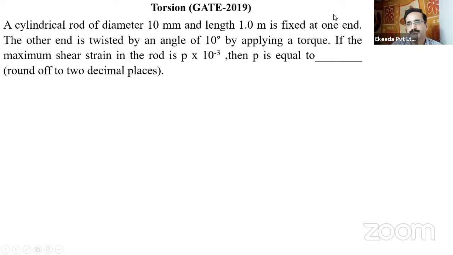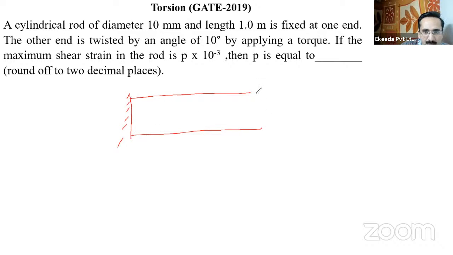Let us have one more question. We have already discussed, before solving this question, what shear strain is. We have discussed that the shear strain is this angle. This angle we have shown as the shear strain, right? There is some angle of twist here, but this angle which corresponds to the length of the shaft, this angle is the shear strain, right?